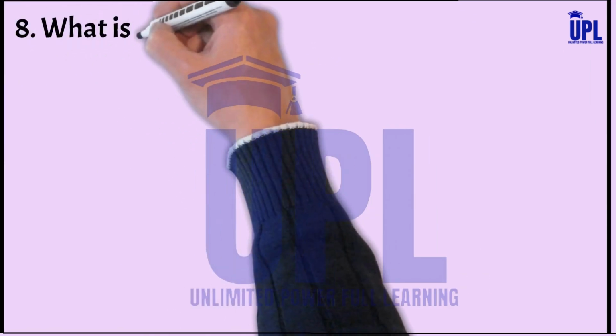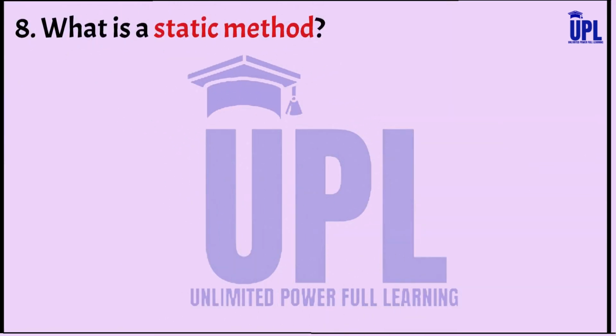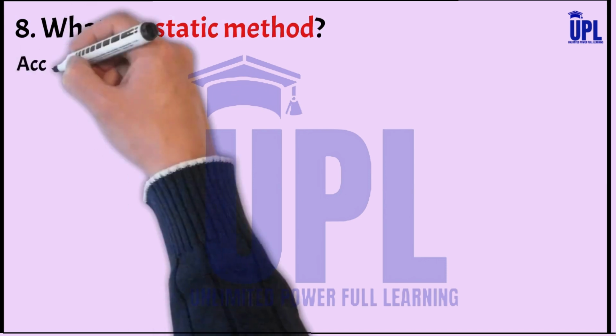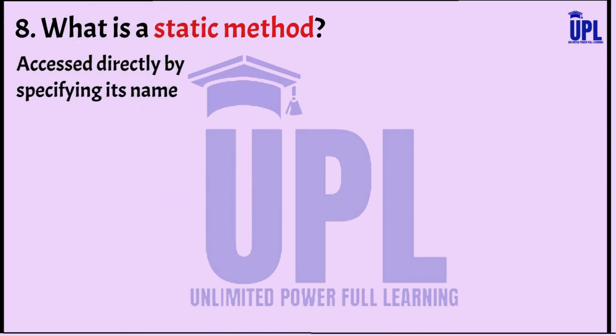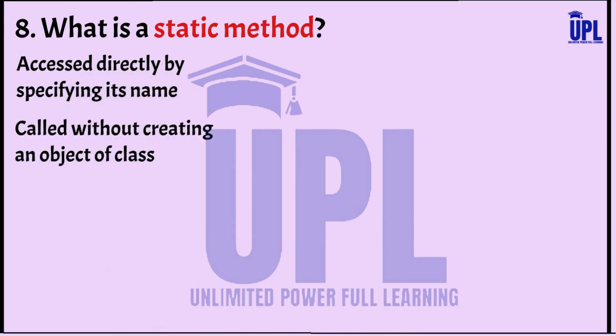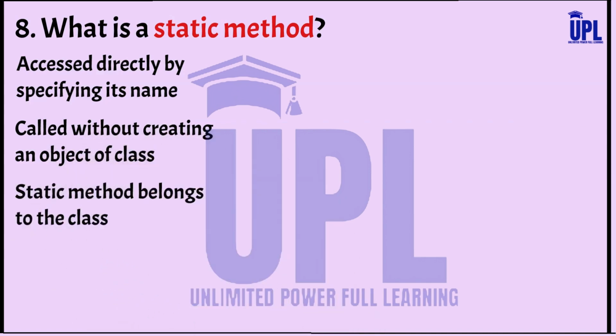So moving on to the next one, what is a static method? A method which is declared as static can be accessed directly by specifying its name. It can be called without creating an object of the class. Whereas, a method declared as public without static can be accessed only by the creation of an object of the class. A static method belongs to the class and not to the object.